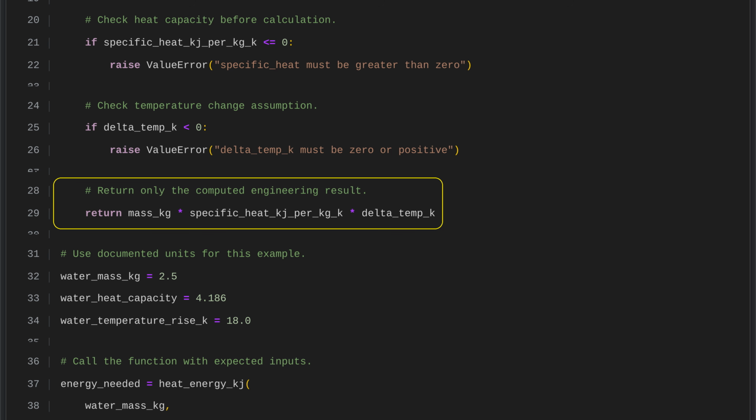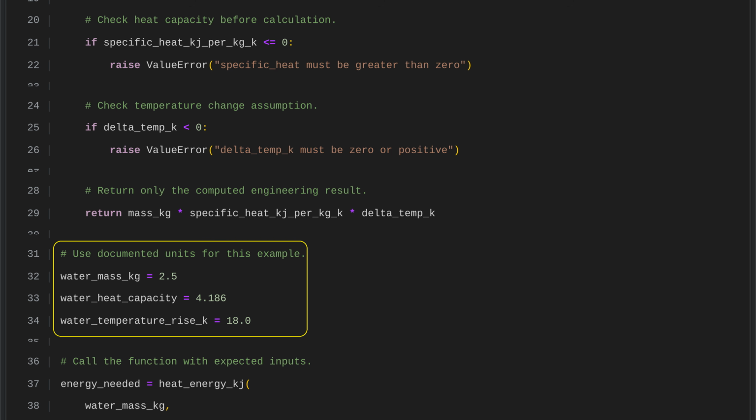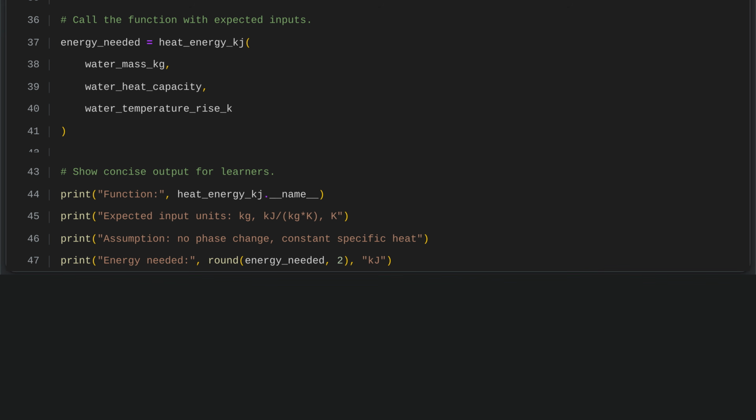This calculation finds the heat energy needed by combining the fluid's mass, specific heat capacity, and temperature change. It returns the energy in kilojoules and assumes the specific heat is constant, with no phase change. To calculate the heat energy needed, we use three inputs: a water mass of 2.5 kilograms, water specific heat capacity of 4.186 kilojoules per kilogram per Kelvin, and a temperature increase of 18 Kelvin. Together, these values describe how much water is being heated, how much energy it takes to warm it, and the size of the temperature change.